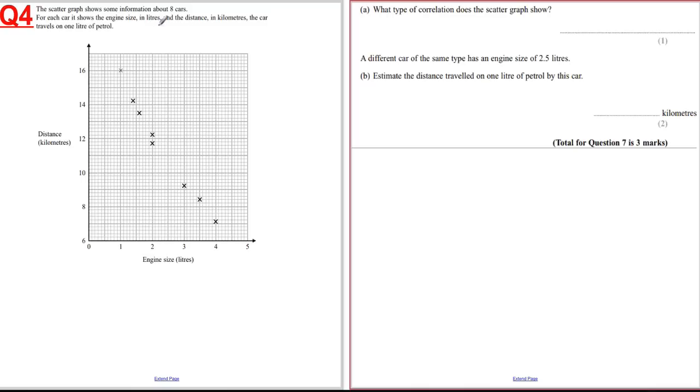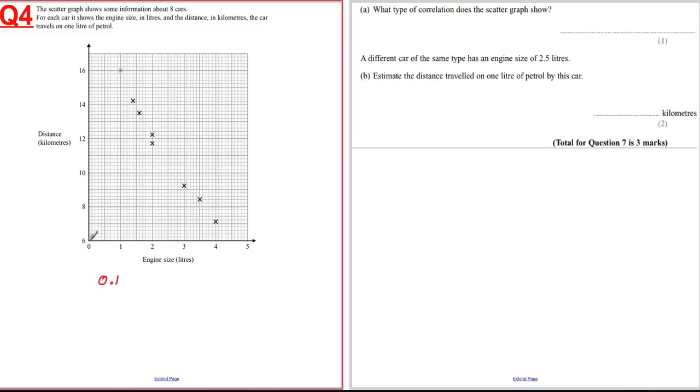Hi, so the scatter graph shows some information about 8 cars. For each car it shows the size of the engine in litres and the distance in kilometres. So if we have a look at that scatter graph there, let's just think what the axes are. Each 10 squares goes up in 1, so each one here is worth 0.1.